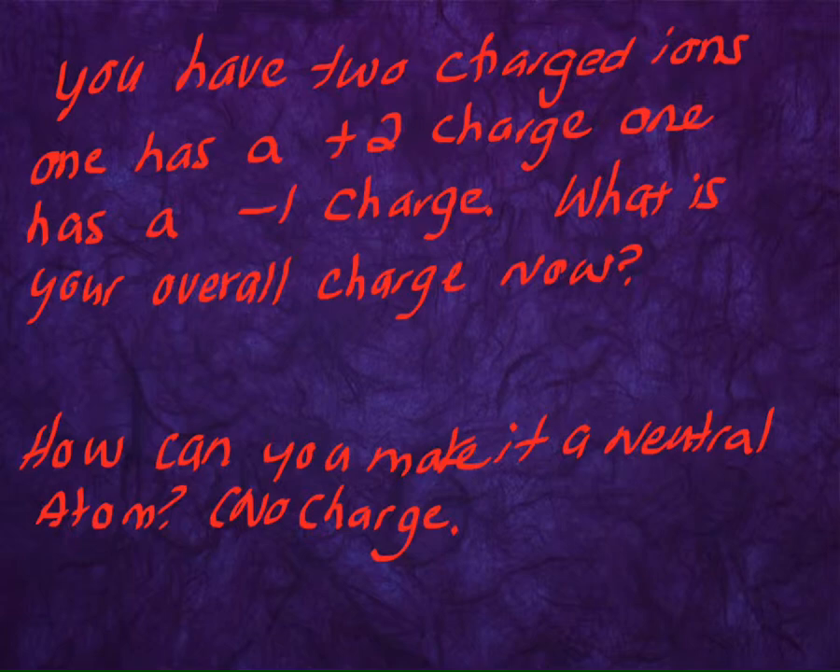It says you have 2 charged ions. One has a positive 2 charge, one has a negative 1 charge. What is your overall charge now? Let's just say that these 2 charges came together. What would be their overall charge? Well, this is simple math. You have a positive 2 charge coming together with a negative 1 charge.